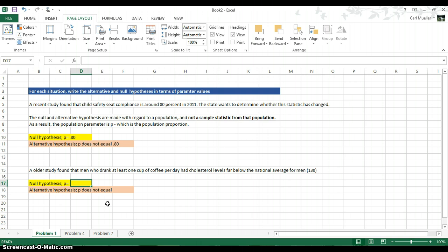So in this question, the recent study found that it's 80% in 2011 in terms of child safety seat compliance, and they want to determine whether the statistic has changed. So what are they investigating? Whether or not this 80% went up or down. It doesn't really matter. They want to know whether or not this even fluctuates. So the null in that case is 0.8, which means that it's the status quo. It is the default position, that there is no change with regard to what you're investigating. And the alternative, as the name implies, is that there is a difference, that it does not equal 0.8, that it could be higher or lower.